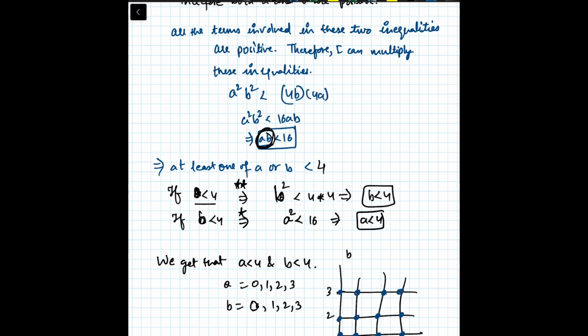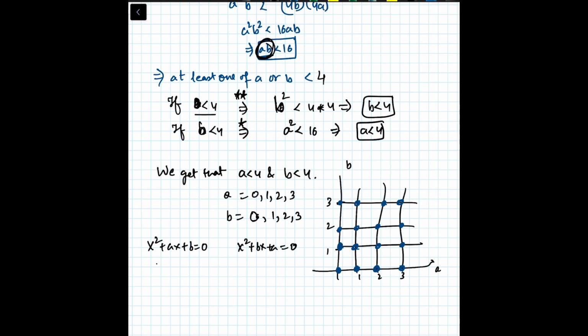But we have to further see whether we are getting what we want or not. So our equations were x square plus ax plus b equals 0, x square plus bx plus a equals 0, right? We want both of them to have no solution. Now when a is 0, the first equation is x square plus b equal to 0. When a is 0, it doesn't have a solution, because b is positive.